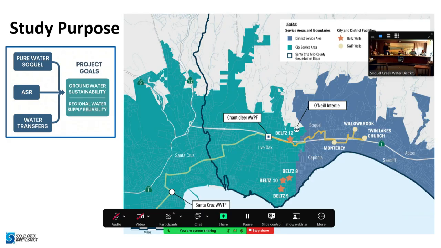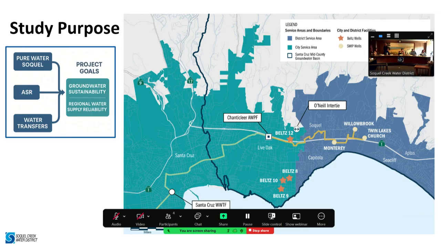But the study more narrowly identifies how we can use existing project and management actions in that GSP to first and foremost achieve and maintain groundwater sustainability. It is a groundwater sustainability grant. And then secondarily, to improve regional water reliability.